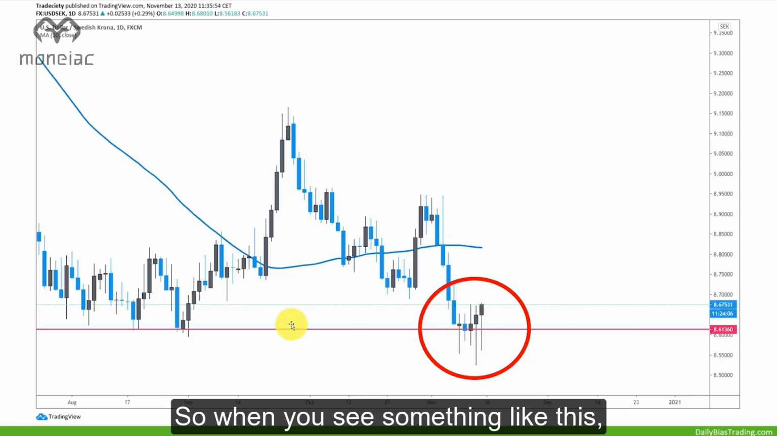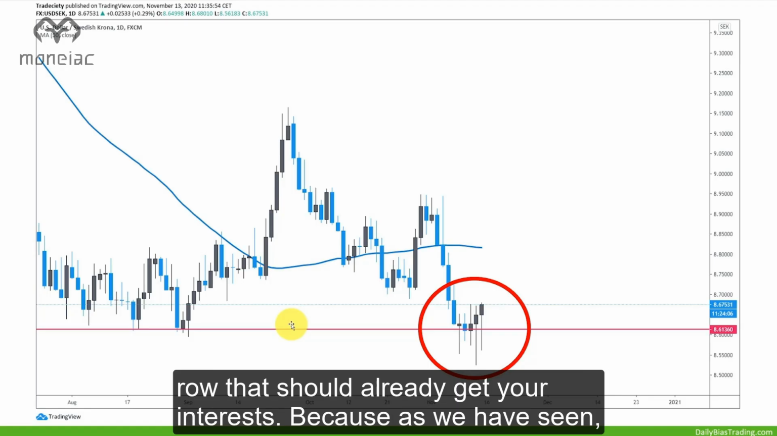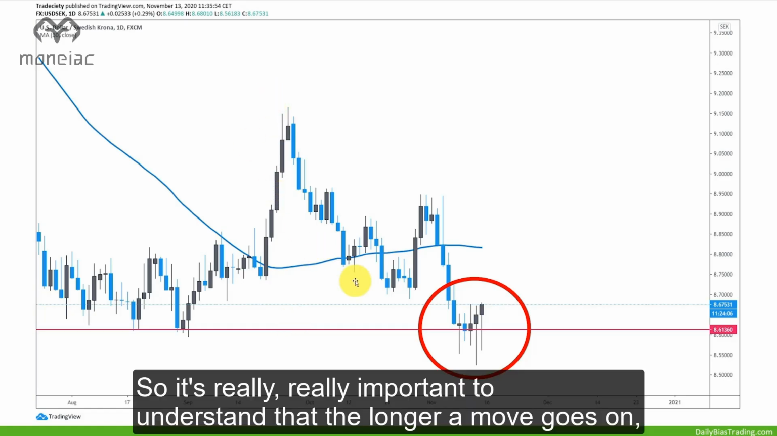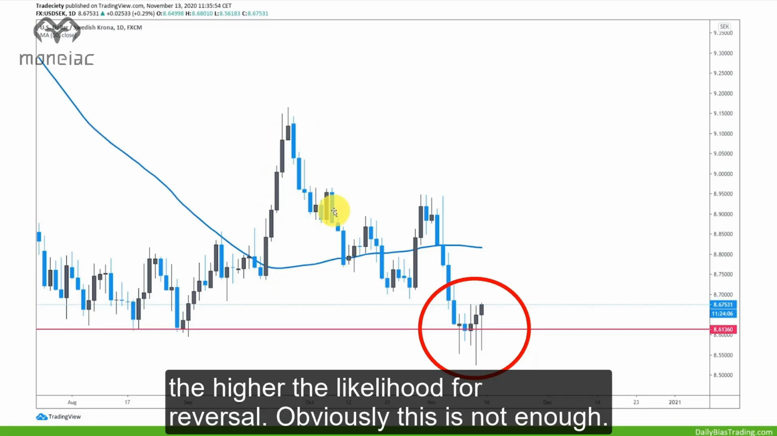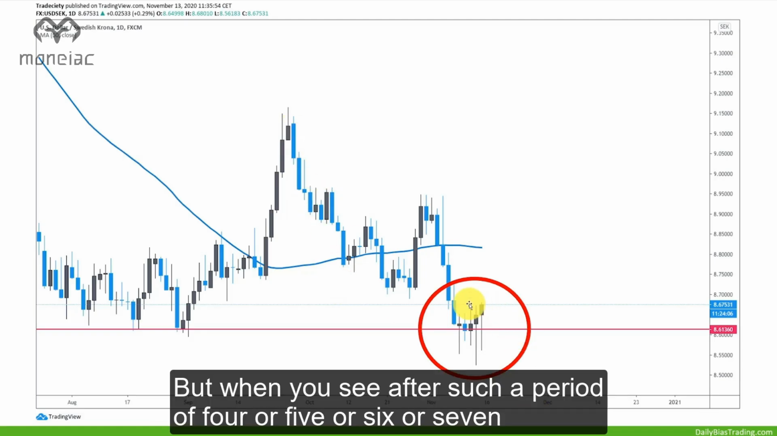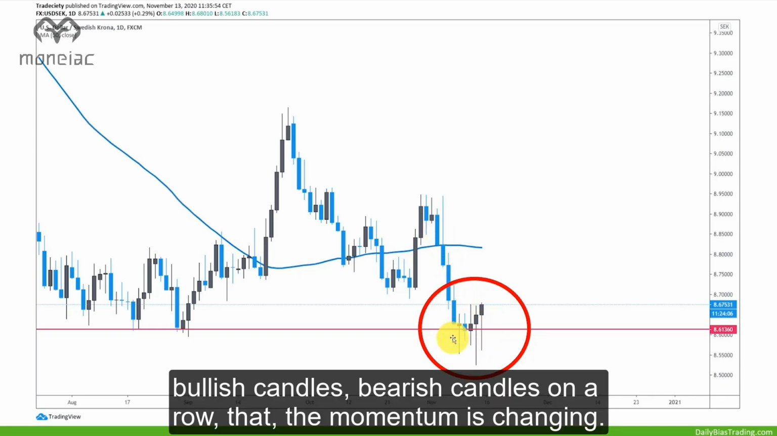So when you see something like this, that you have multiple consecutive bullish or bearish candles in a row, that should already get your interest, because as we have seen, many markets are mean reverting, and eventually the price will always return to the moving average. So it's really important to understand that the longer a move goes on, the higher the likelihood for reversal. Obviously, this is not enough. We cannot just say, here are 4 or 5 bullish candles, let's go short. That's not enough, obviously. But when you see, after such a period of 4 or 5 or 6 or 7 bullish candles, bearish candles in a row, that the momentum is changing.